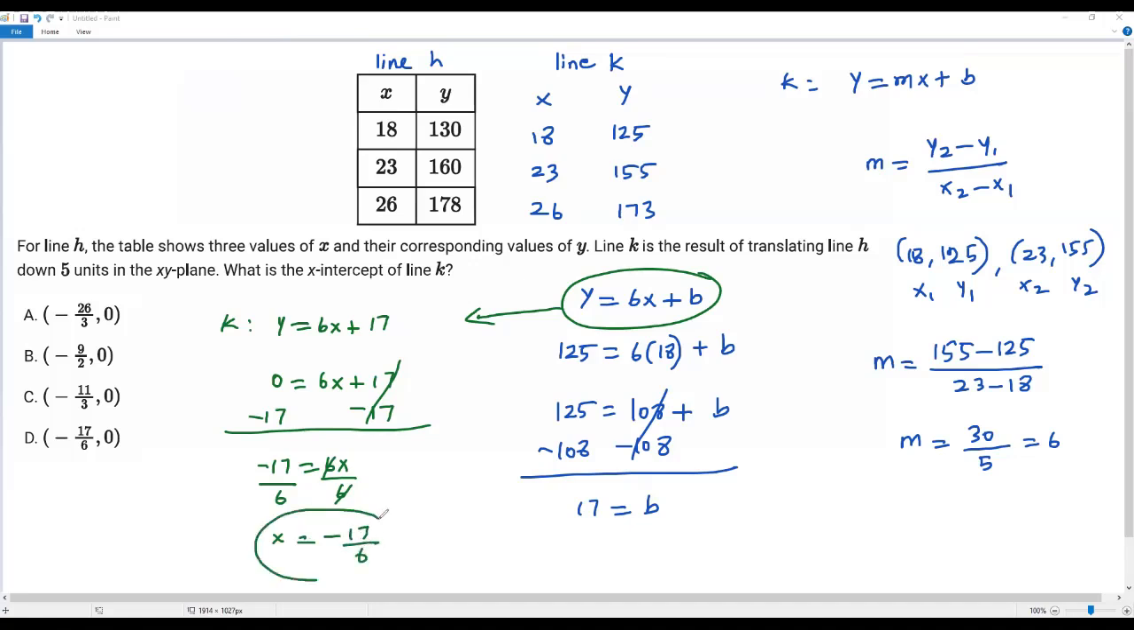The value I got here is the x coordinate at the x-intercept. I just plugged in y equals 0, and I got x equals negative 17 over 6. So the x-intercept of line K is negative 17 over 6, 0. We find this point in option D. So the correct answer choice for this question is option D.